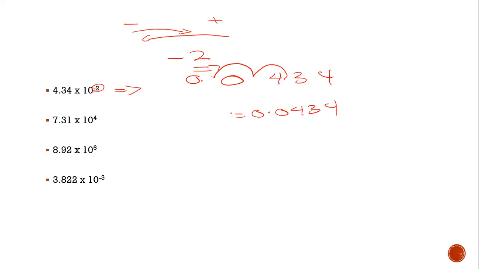And if we change it back to standard form, all we have to do is put the decimal point next to the 4. 4.34 times 10 to the power. Where is it coming from? It's coming from the left, minus. How far did it go? 1, 2.